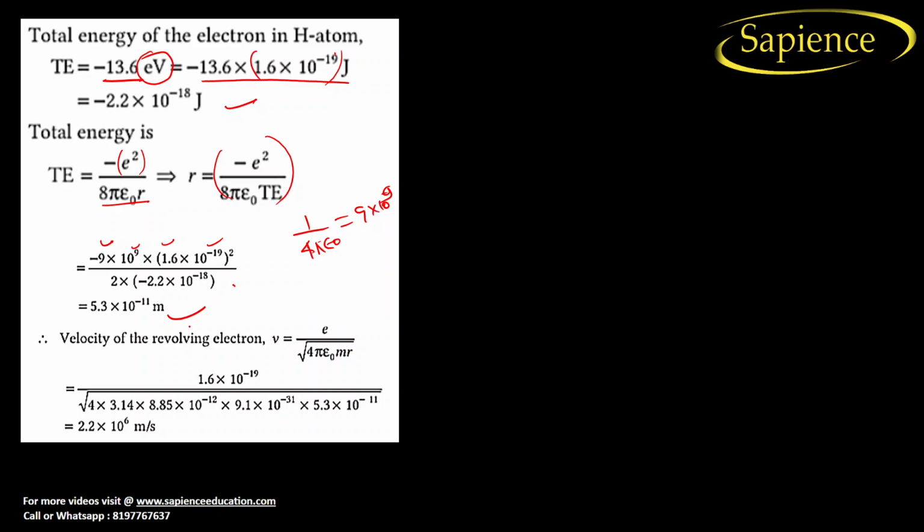Now from here we have got the total energy, so we can easily find out the velocity of the revolving electron. v is equal to e by root under 4 pi epsilon naught into m r. If you put in each and every value, you will get the velocity. I hope you have understood this problem. In the next part I will come up with the next topic. Thank you for watching my videos.